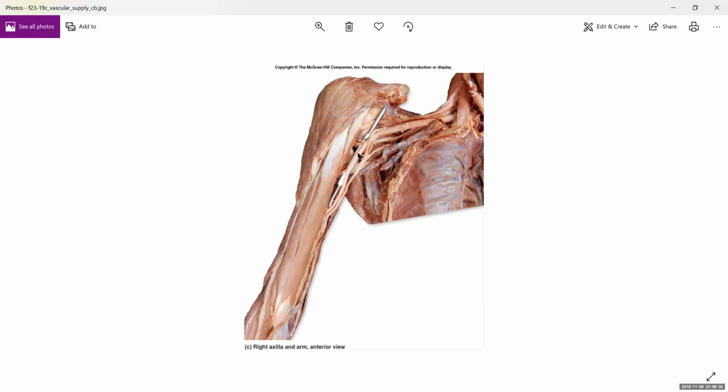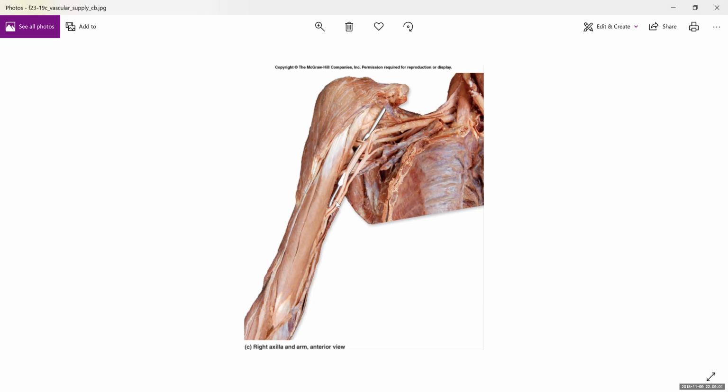All right. Name this vessel. Axillary artery. Okay. Name this vessel here. Not that. That's a nerve. That's a median nerve. This one right next to it. It'll be like a tube.